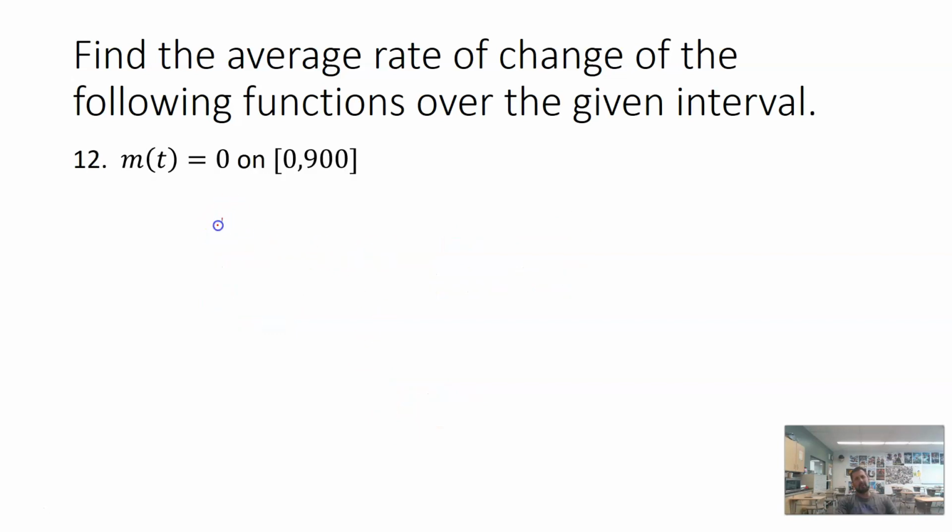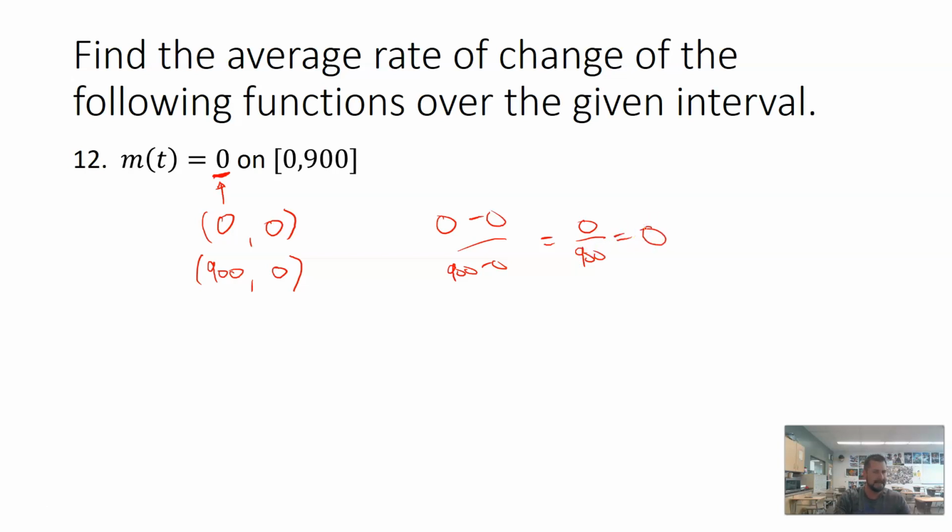Now on number 12, I've got my x values here, but there's nowhere to plug them in. That means that the y value is the same the entire time. So no matter what the x value is, the y value in this case is always 0. So I get 0 minus 0 over 900 minus 0. That's 0 over 900, which is just 0. That's my answer. That's my slope of my tangent line.